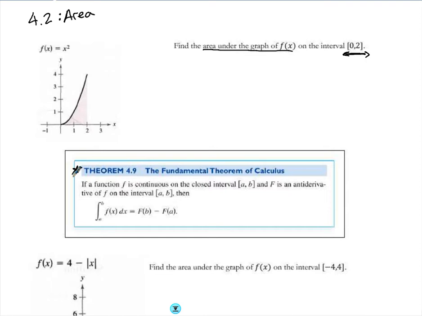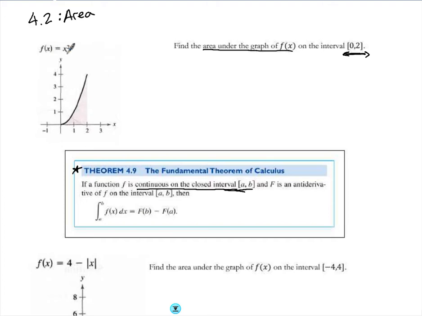This theorem states that if a function f is continuous on a closed interval, and again that was very important for us in differential calculus, continuous on a closed interval a to b, and capital F is the antiderivative of f on the interval from a to b, then the integral from a to b of f of x dx is equal to the antiderivative at b minus the antiderivative at a. So let's work on that for our function here above.